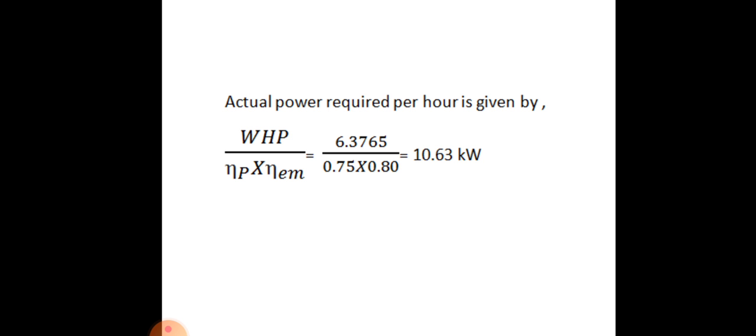Now, like I told you, water horsepower is the power a pump would require if it was 100% efficient, whereas in this case the pump is not 100% efficient. So we will have to find the actual power required per hour, and this is obtained by dividing the water horsepower by the product of the efficiencies of the pump and the electric motor. The actual power is equal to WHP divided by ηP into ηEM. Substituting the values, the obtained value is 10.63 kilowatts.